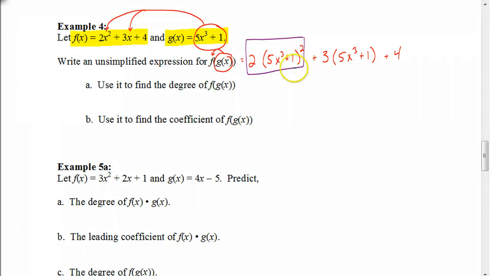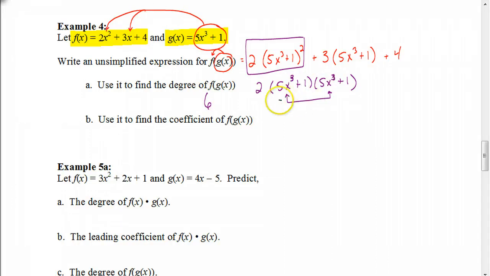So remember, if I square something, that means I multiply it by itself. So in reality, I'd end up taking 2 times 5x cubed plus 1 times 5x cubed plus 1. Or we could also use the binomial square theorem here. But I don't want to have to go through and multiply all this together because I just want to find the degree. So we know that we would get the degree by multiplying these pieces together. So remember, from that previous paragraph, we would just add these two degrees together. 3 plus 3 would be 6.